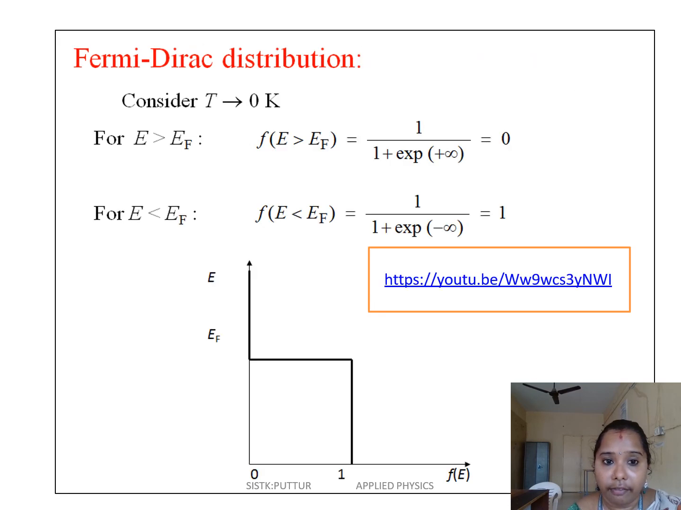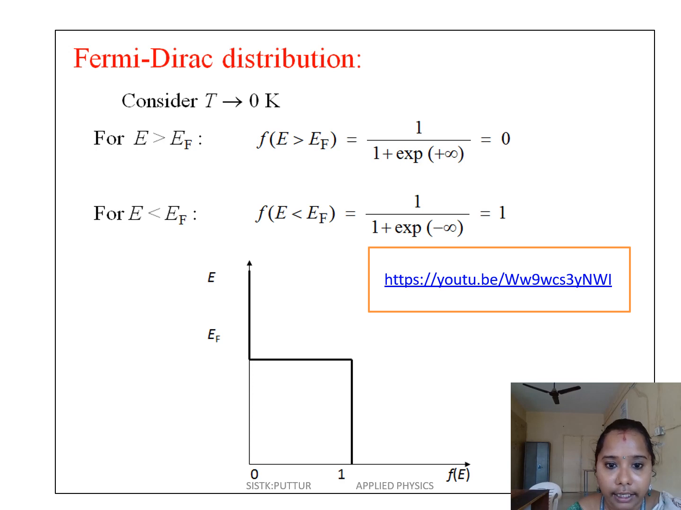What is the effect of temperature on the Fermi-Dirac distribution function? Consider the temperature tending to 0 Kelvin. Here we can consider two cases: E greater than EF, and E less than EF. If E is greater than EF, substituting in the formula we get 1 by 1 plus exponential of infinity. E power infinity becomes infinity, and 1 by infinity becomes 0. That means above the Fermi energy level, all the states are completely empty.